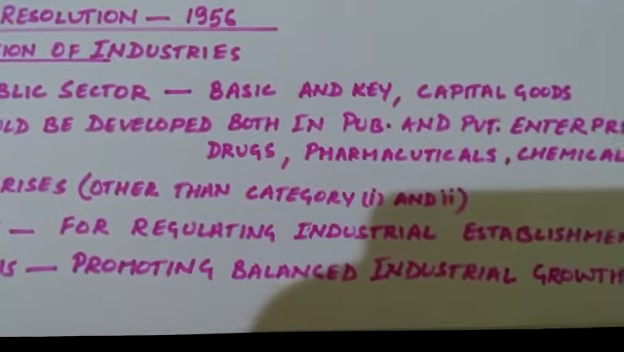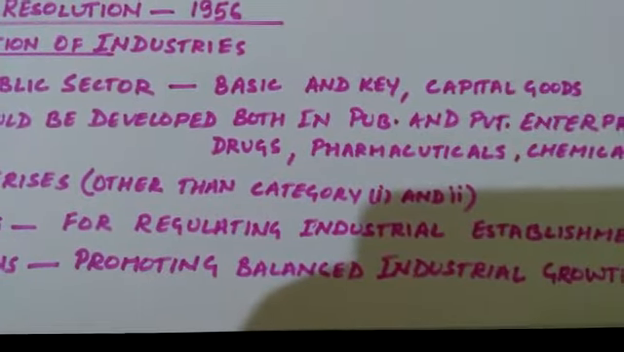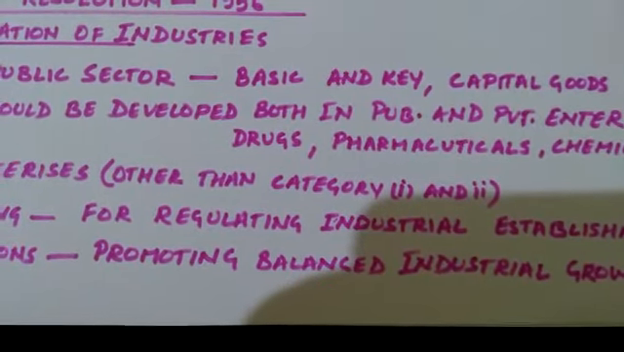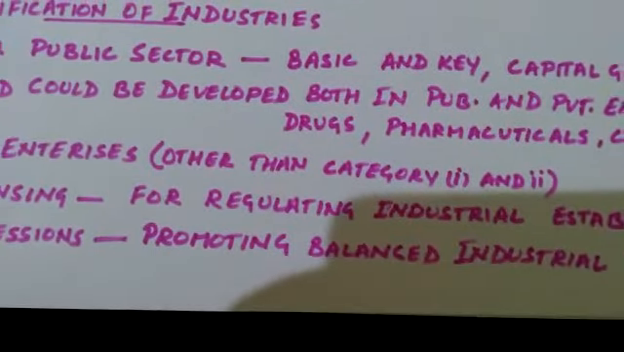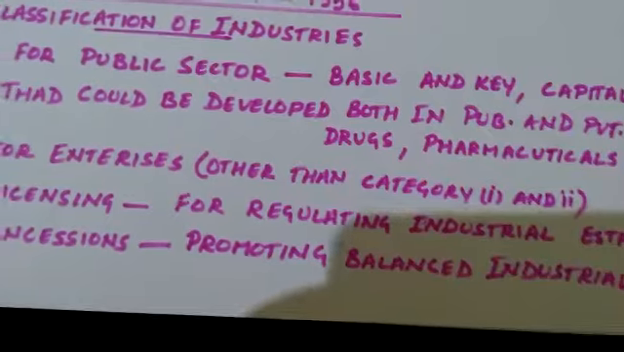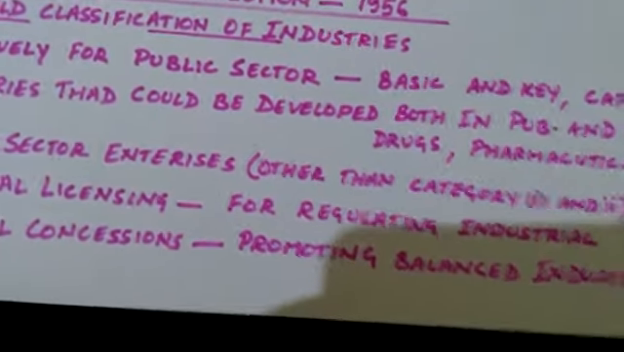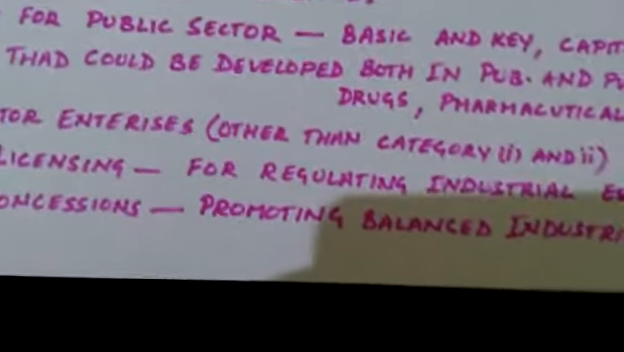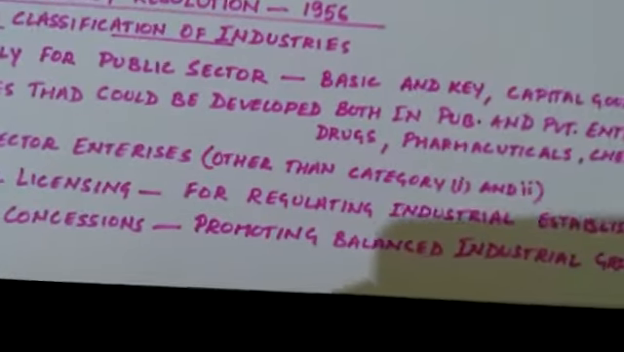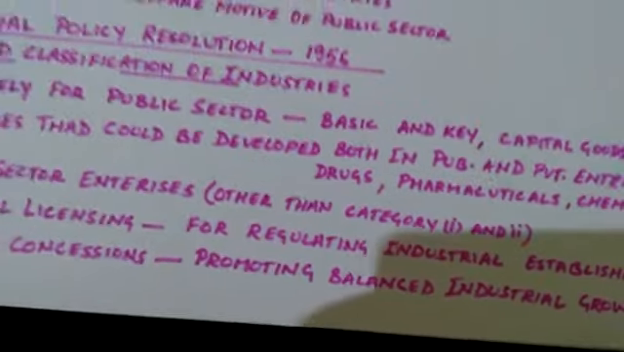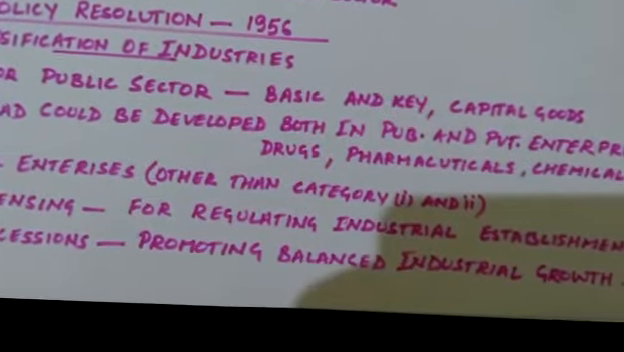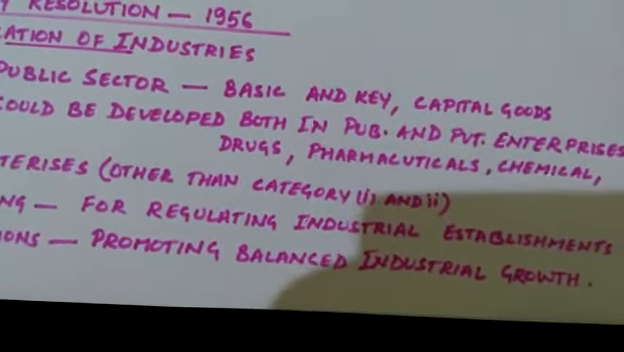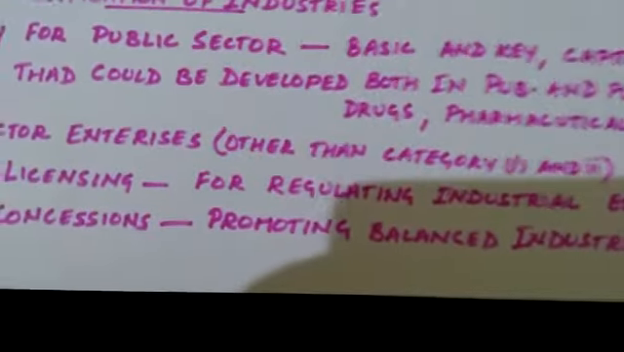They consisted of industries like basic and key industries, capital goods industries, and strategic goods industries. These were to be set up only in public sector undertakings. The second classification was industries that could be developed in both public and private enterprises, that is, pharmaceuticals, drugs, chemicals, oil. These were to be considered under both sectors.